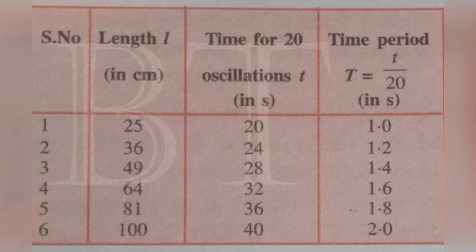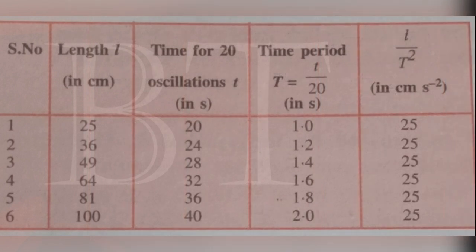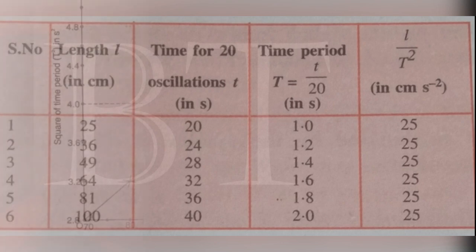From this observation, it can be noted that if the length of the pendulum is made 4 times, the period of oscillation gets doubled, or we can say that the time period T is directly proportional to the square root of length, or the term L/T² is always a constant.